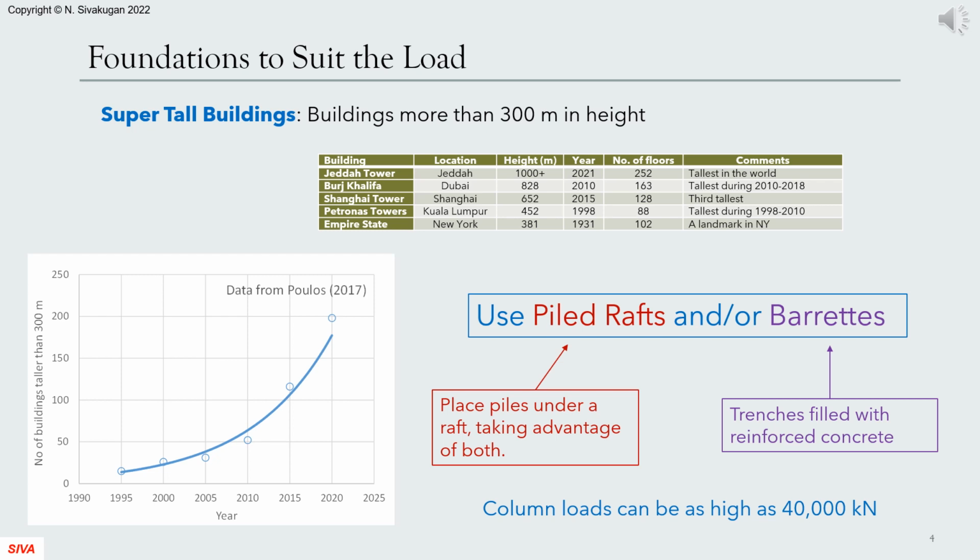Piled rafts are large rafts on top of several piles. We take advantage of both the raft and the piles. Raft helps with the bearing capacity and piles help reduce settlements. You can think of a piled raft as a larger version of a pile group with a pile cap at the top. Barrettes are deep trenches filled with reinforced concrete. In plan view, they can look like a large I, X, T, H, L, or Y.